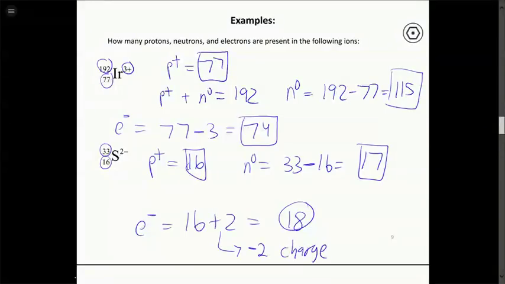All right, so that's only a little bit of a slight wrinkle that you just need to keep in mind when you're counting the number of electrons if you have something that has an overall charge. So any questions on how we do that before I move on?